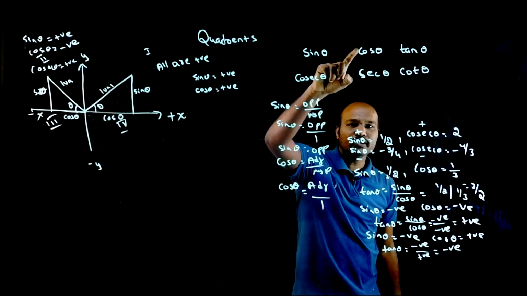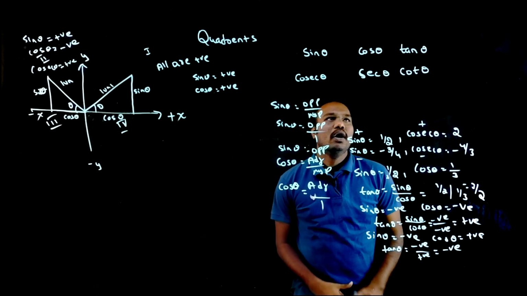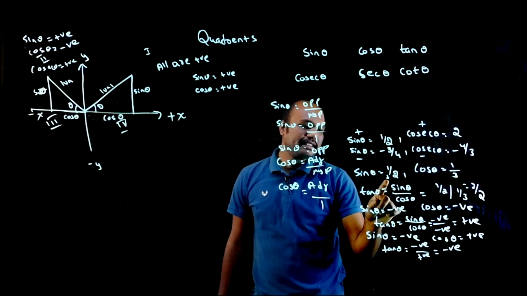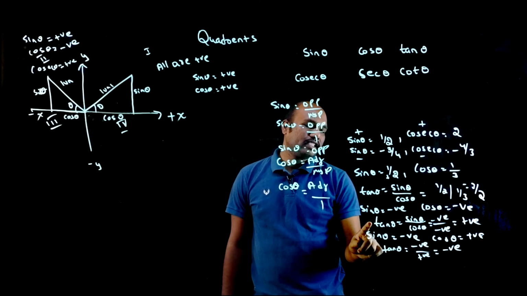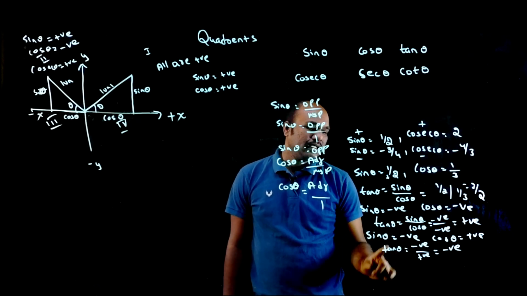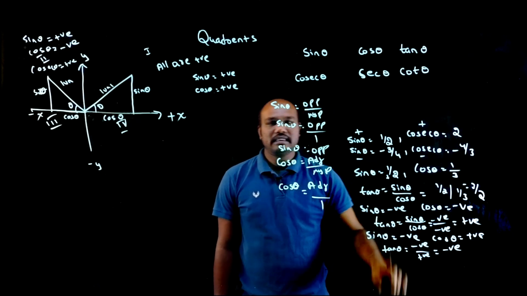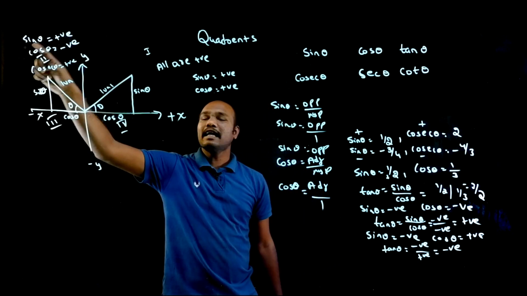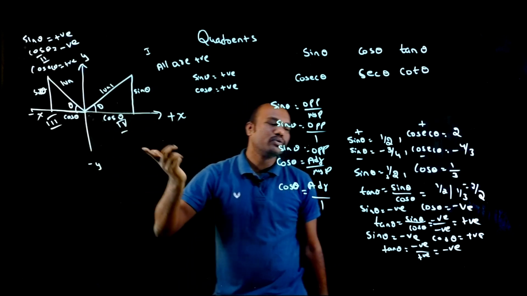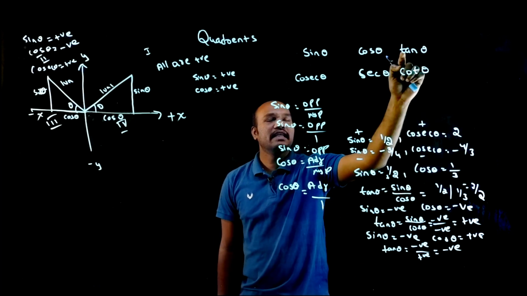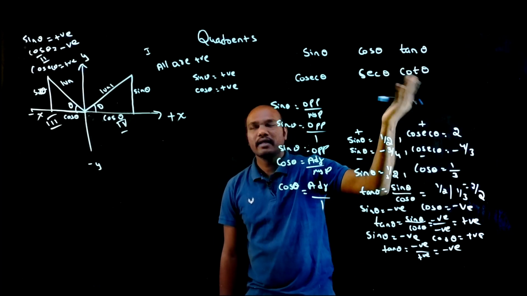If cos theta is negative, secant theta will also be negative. What about tan theta? Tan theta is sin theta by cos theta. So cos theta is negative, sin theta is positive. Positive by negative is negative. So tan theta is negative. Cot theta will also be negative.